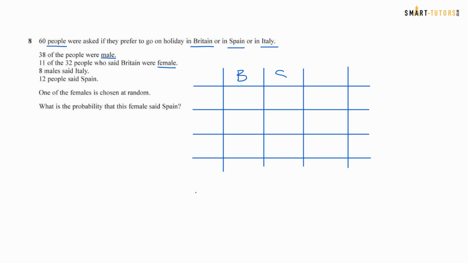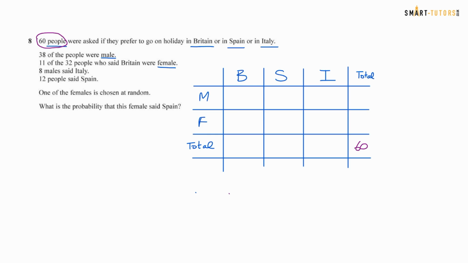Right, so I'm going to say B for Britain, S for Spain, I for Italy, and this is male and this is female, and here is the total and here is the total. So let me use a different color. Every time I mark a number, I'll put a tick to make sure that I have used that data. So 60 people were asked. 60 is the total number. So 60 has to come here.